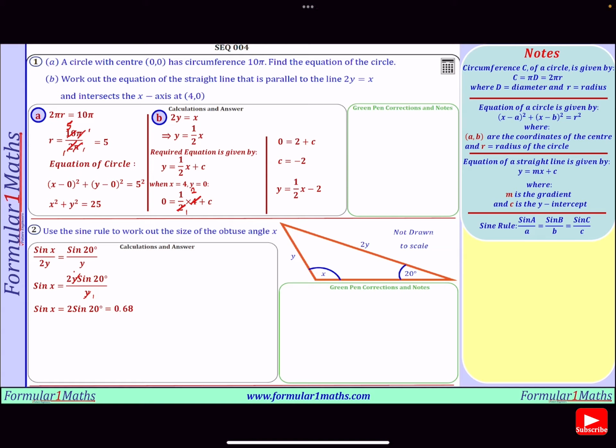And this evaluates to give us 0.68. So sin x is equal to 0.68. But we can find x by doing sin⁻¹ of the whole of this, which is easier and more accurate than using this rounded value. So we'll put this in our calculator, and if we do that, we get x = 43.2. But this is an acute angle, and as you can see clearly here, we are looking for an obtuse angle.